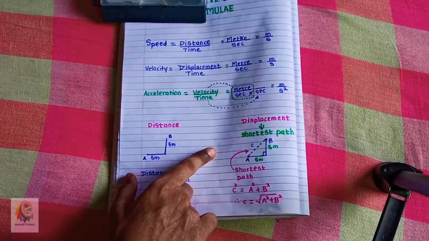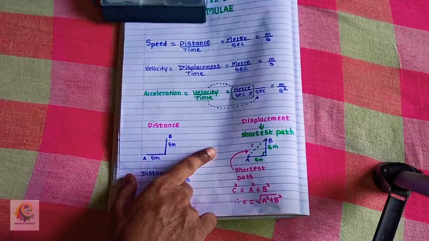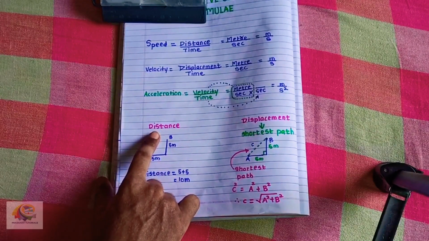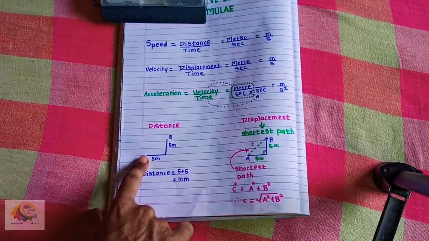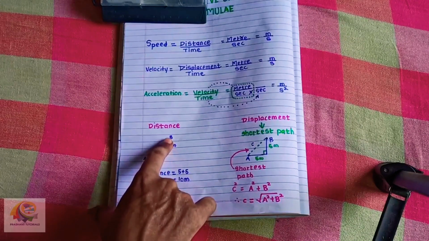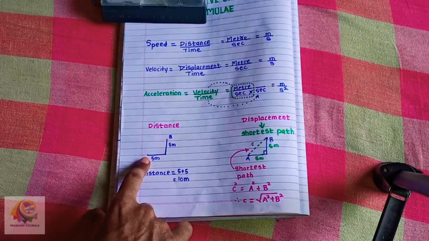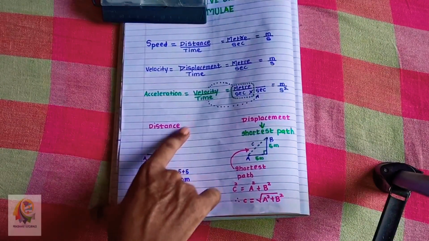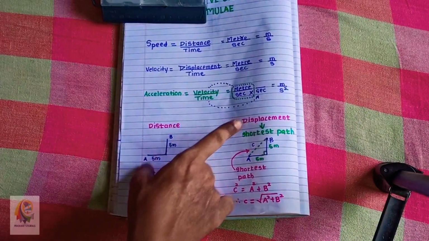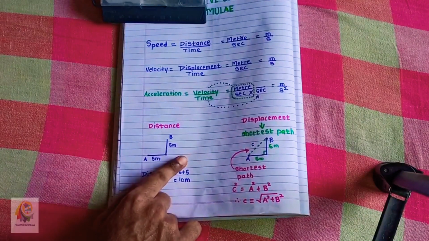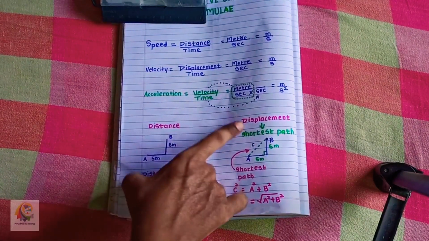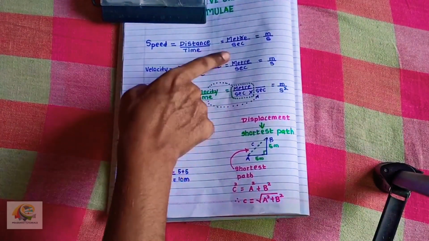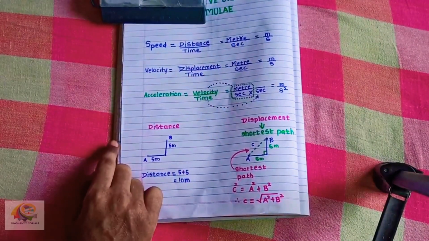So if anyone further asks you about the difference between distance and displacement, distance is the total path traveled, for example 5 meters to east, 5 meters to north, where displacement is the shortest path between 2 points. But both have the same unit, which is meter. So we have the unit meter per second.